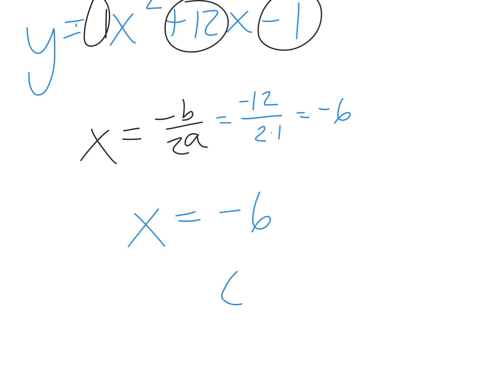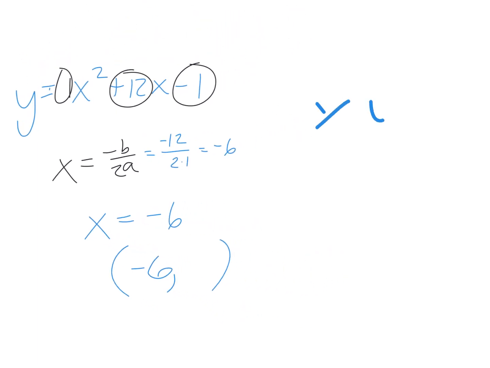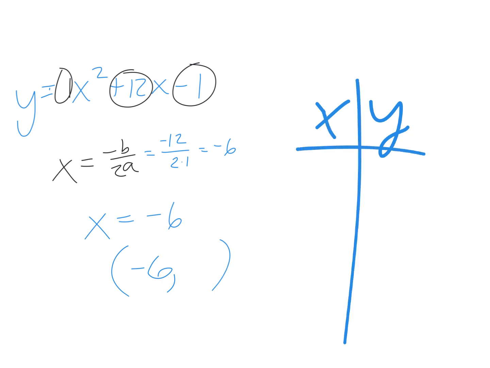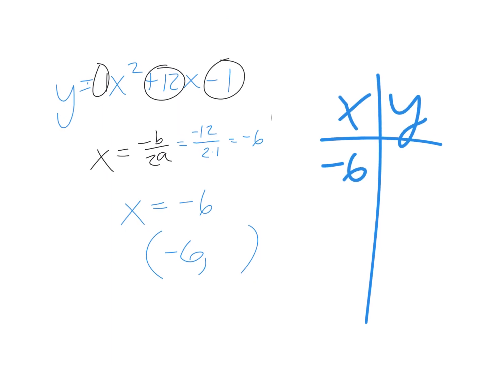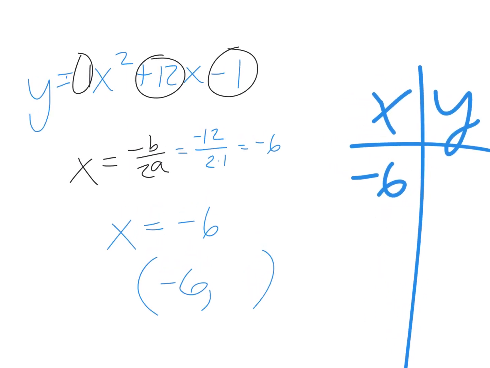That's the x part of the vertex. So -6 comma what? Well, I need to go to my xy chart. And I go, okay, I guess I want to put in -6 and see what I get. Everybody, please do that. I know the numbers get kind of big, but that's what you'd have to do. You would have a calculator. If x is -6, it goes here and here.